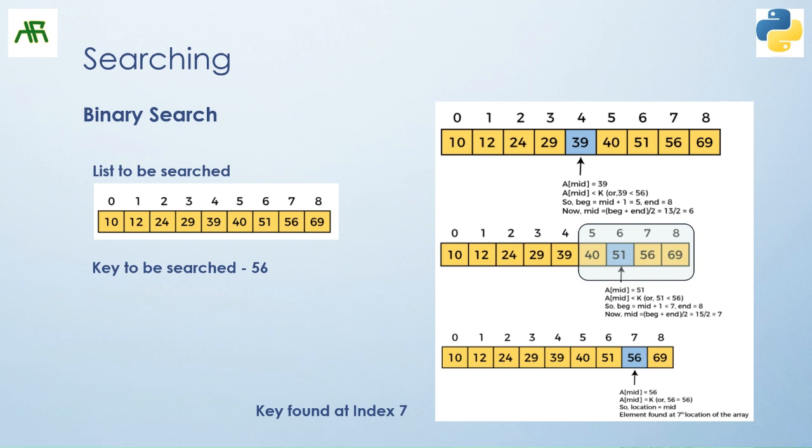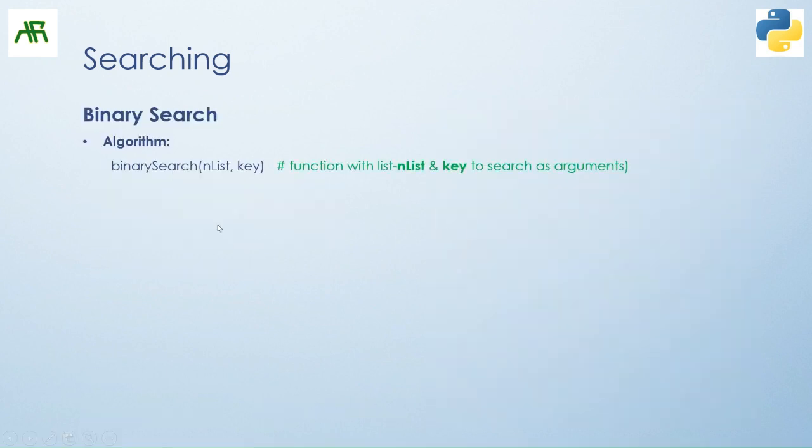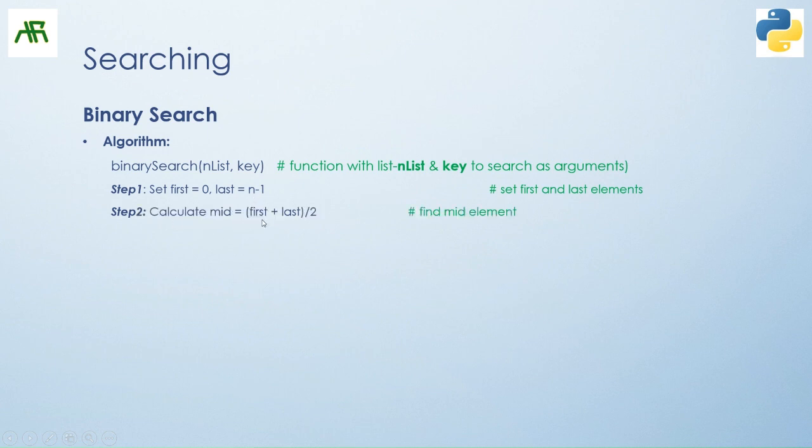It's a simple depiction. Let's see how the algorithm is defined and a sample program. Here is the algorithm. I'm defining a function, binary search, with the list and the key to be searched. And I'm setting two variables, first and last. First to be 0 and last n minus 1. This is for the index values. Calculate mid, first plus last by 2. This is to find out the middle element. While first is less than or equal to last, run step 4.